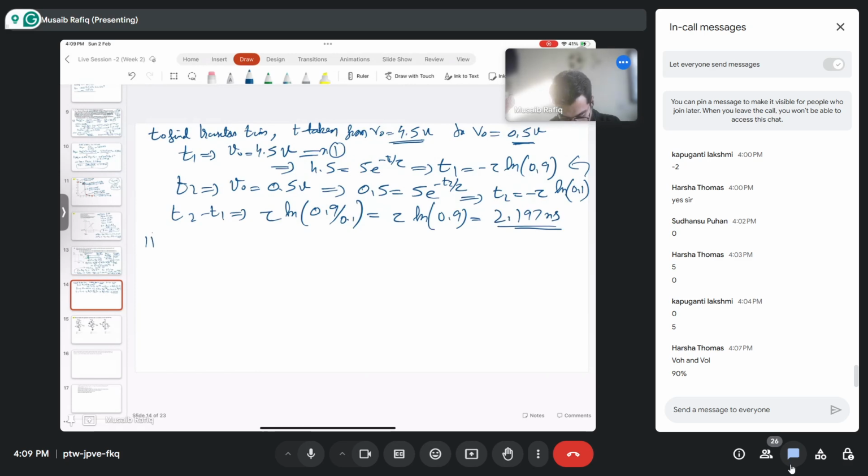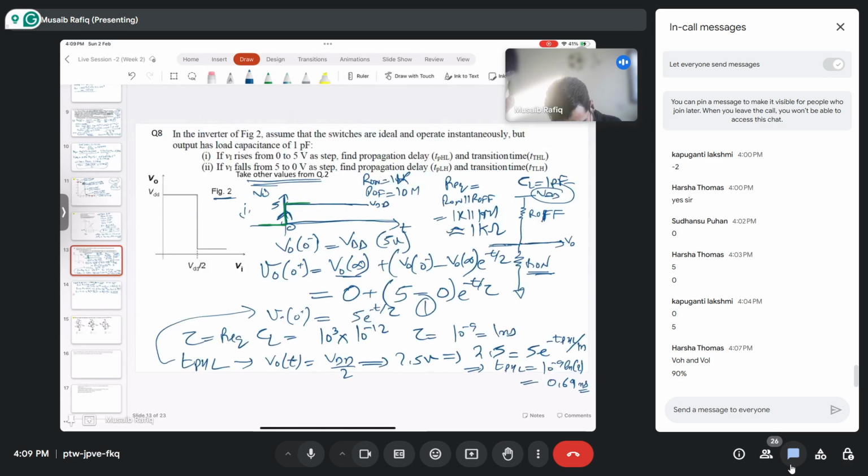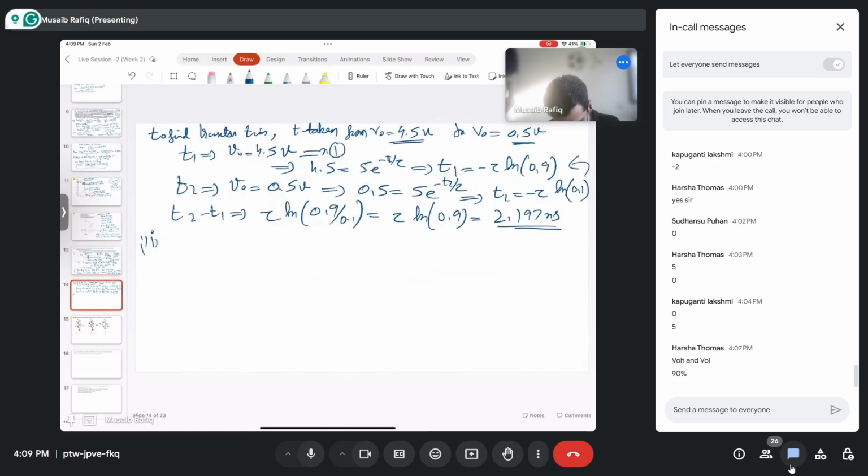Now part 2 of it, where my input goes from 5 to 0 volts. So this is like this, Vi. My output changes from 5 to 0 volts. So it will be like this. My output circuitry will be like this.